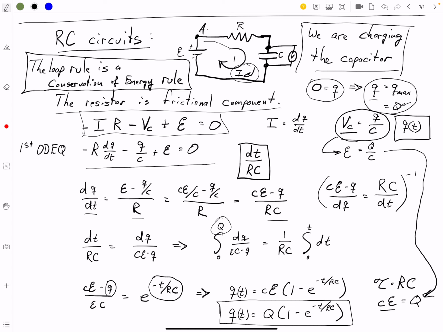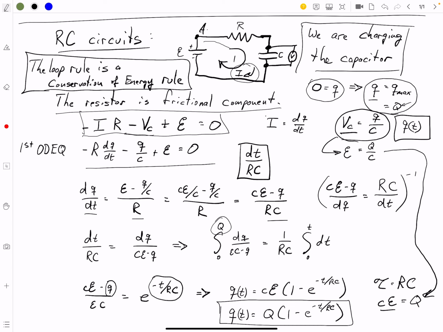We're going to have a voltage drop across the capacitor, so negative voltage across the capacitor. And then we're going to add the EMF, because we're going from negative to positive across it. We're going to say that equals 0. That's our loop rule. Well, this is nothing more than a first order differential equation. Let's rewrite it as R times dQ/dt minus Q over C.